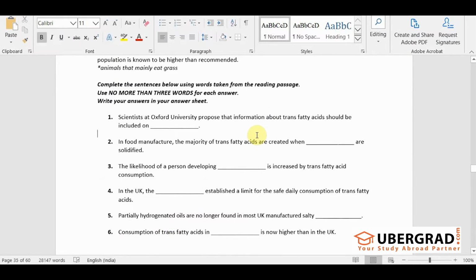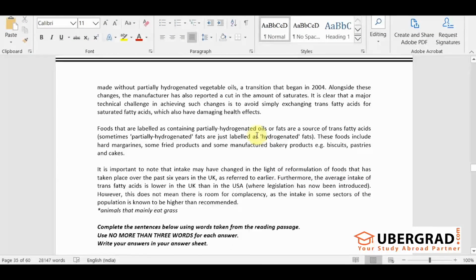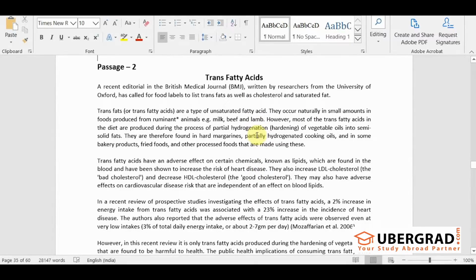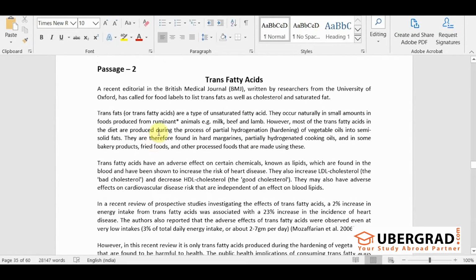So let's see where the information should be included. Oxford University can be our keyword, right? So let's search for Oxford University. A recent editorial in the British Medical Journal written by researchers from the University of Oxford has called for food labels to list trans fats as well as cholesterol and saturated fats.